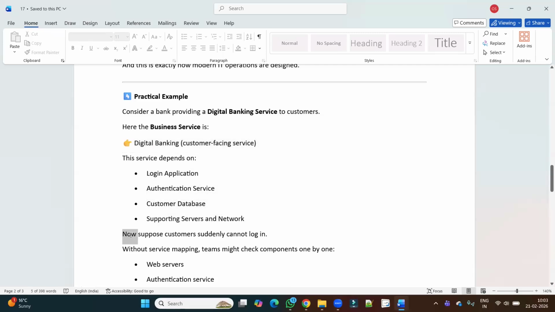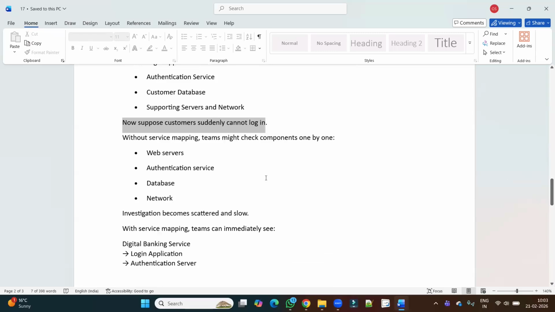Now suppose the customer suddenly cannot log in. It means we have an issue with the business service. Without service mapping, the team might check components one by one: web server, authentication service, database, and network. Investigation may become scattered and slow because we do not know which CI is connected to which. Now we are supposing that there is no service mapping available here.